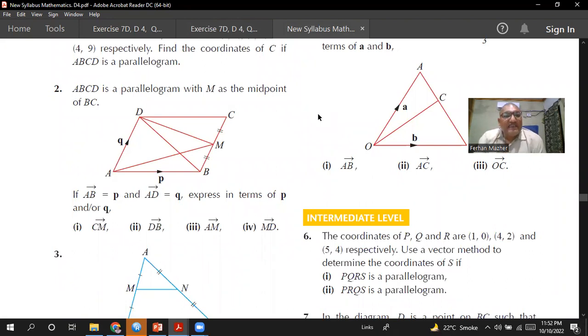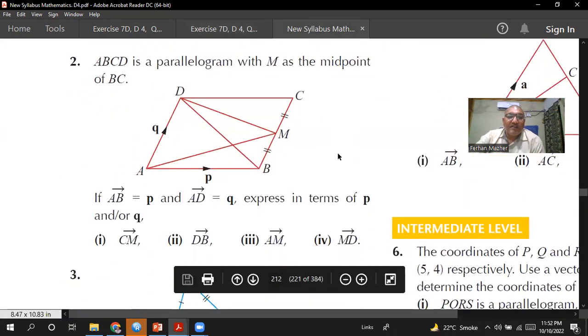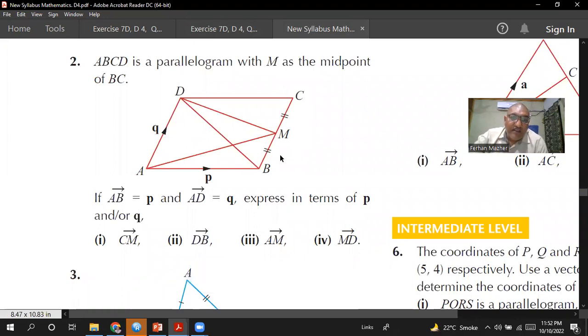It says ABCD is a parallelogram with M as the midpoint of BC. Let me increase the size so you can see the whole thing. Okay, so M is the midpoint of the BC side. So if this is 1 in the ratio, because this is the midpoint, this is also 1. It says if AB is represented with the vector P, and AD is represented with the vector Q, express in terms of P and or Q.